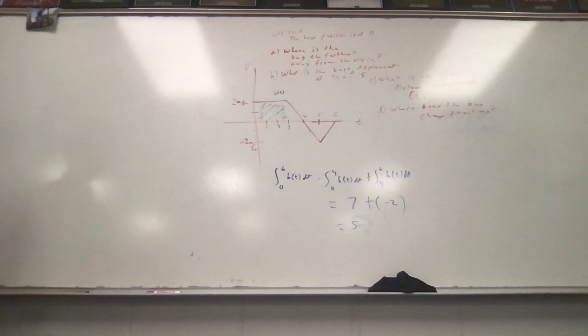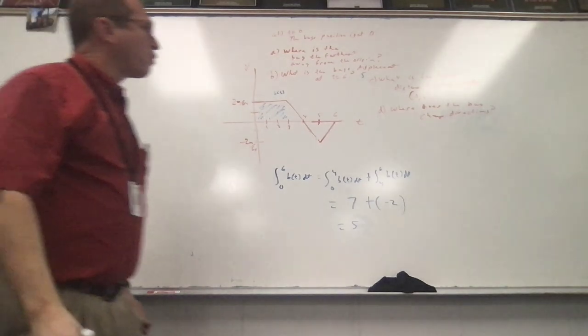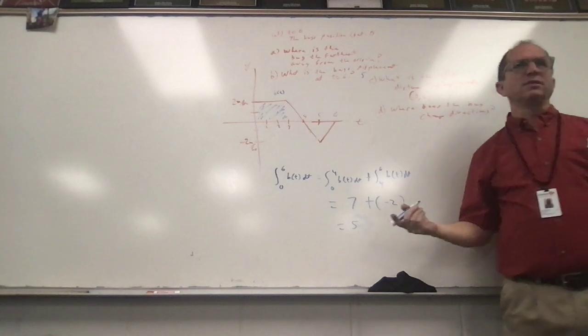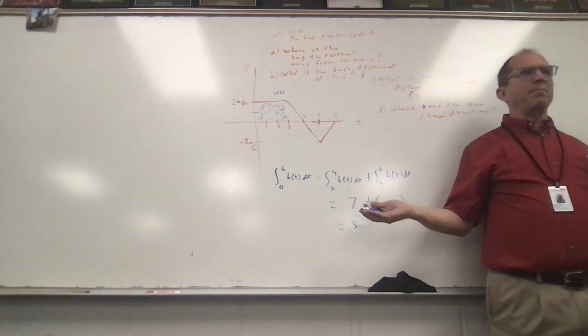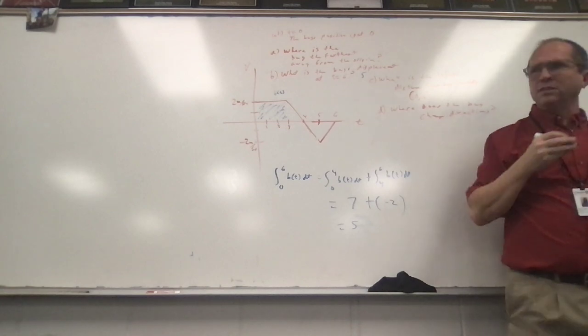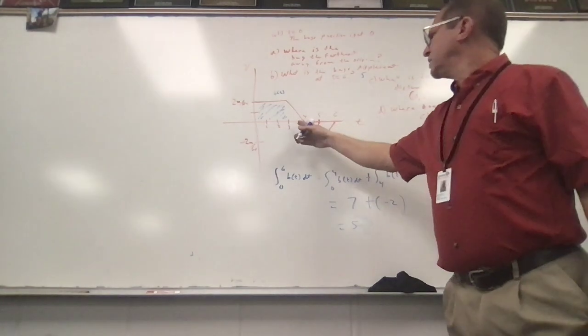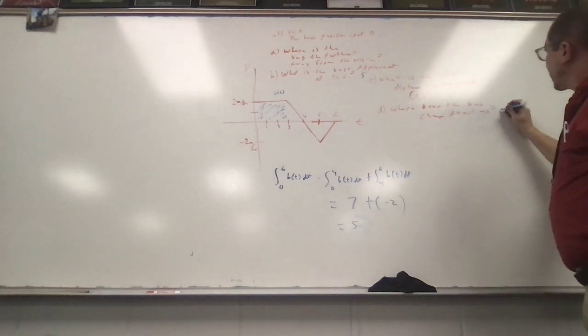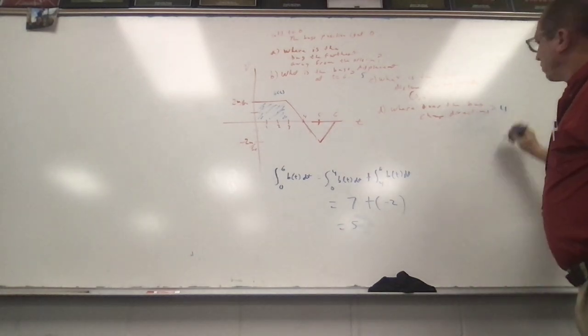Now, where would the bug be farthest from the origin? At 4. What is happening at 4 seconds? The velocity changes from positive to negative. And if velocity changes signs, what does that mean is happening? Yeah, we change directions there. So we're changing signs here, so we're changing directions. So the bug is going to change directions at 4.